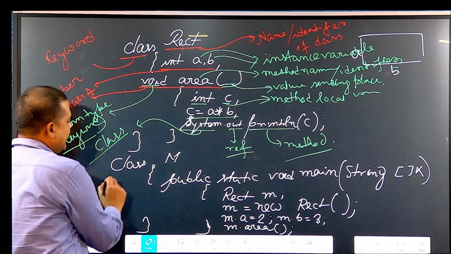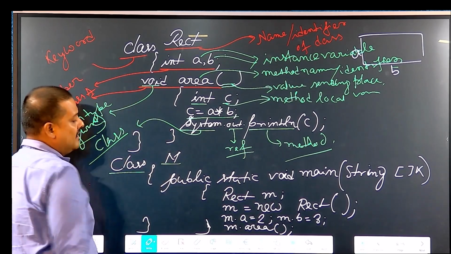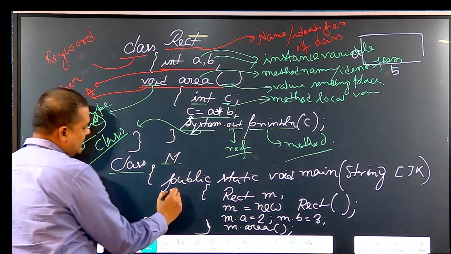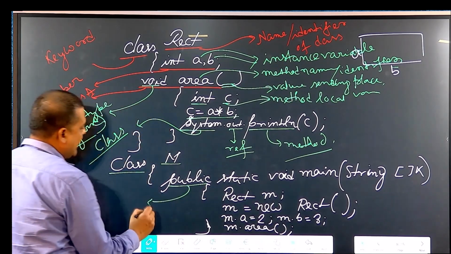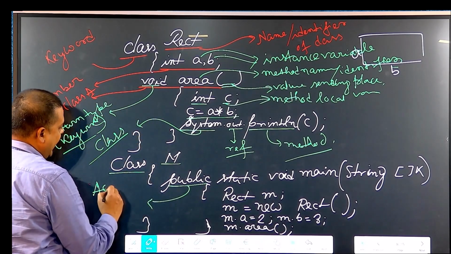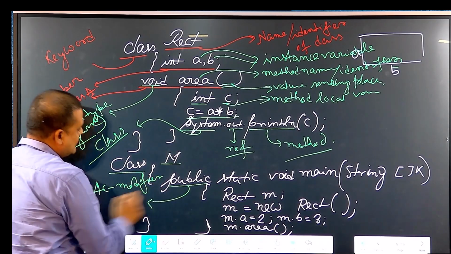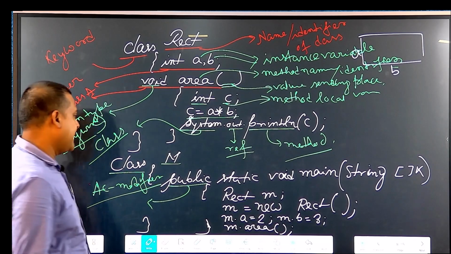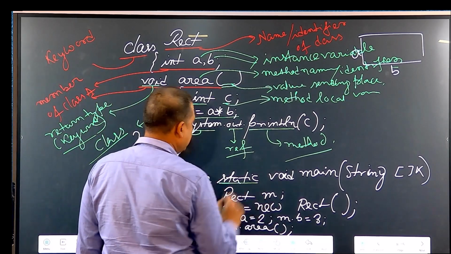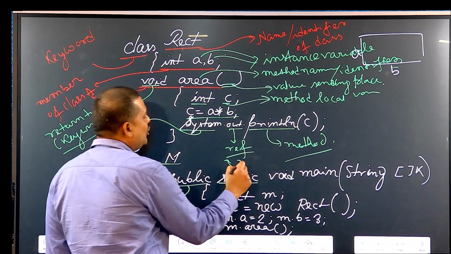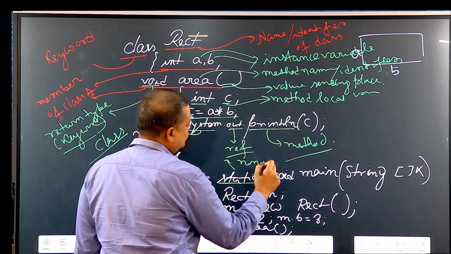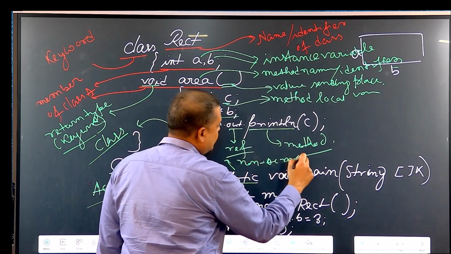Now, this is again a class, this is again a method, main. This public is called an access modifier, sometimes we say access specifier. Static is called a non-access modifier.